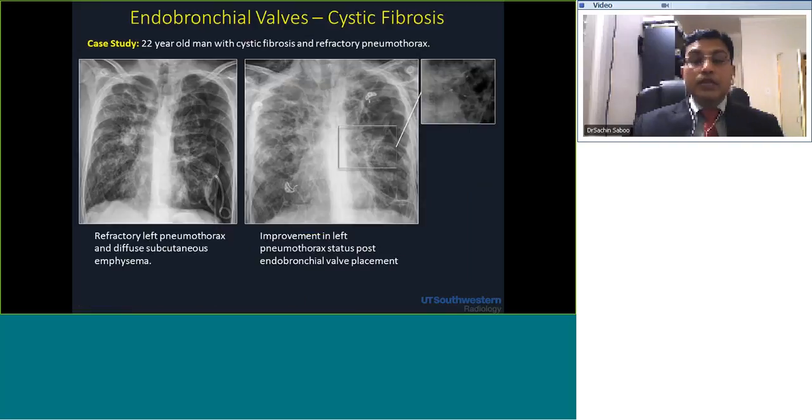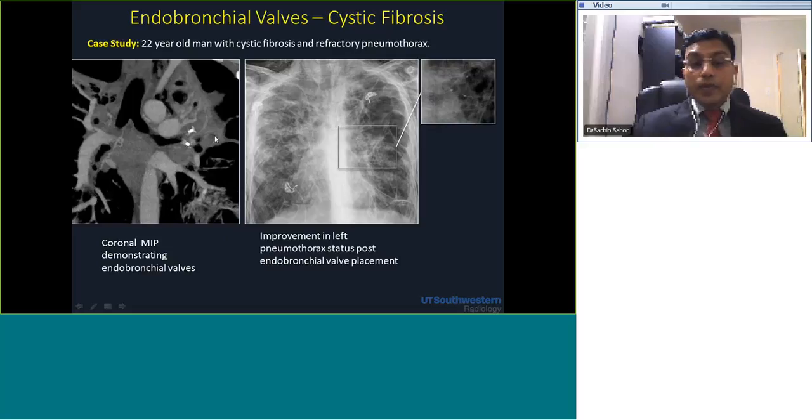Let's take another example of these endobronchial valves. In this patient with cystic fibrosis, what do you see? Extensive cystic fibrosis changes with bronchiectasis and reticulonodular opacities in both lungs. There is a large refractory pneumothorax on the left side with a pigtail catheter. The patient underwent endobronchial valve placement, and as you can see on this inset image showing the valves, the pneumothorax did decrease following this procedure. Better seen on these MIP images are the endobronchial valves in the distal left main bronchus.